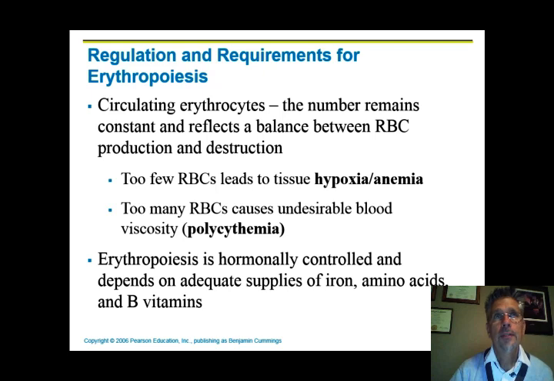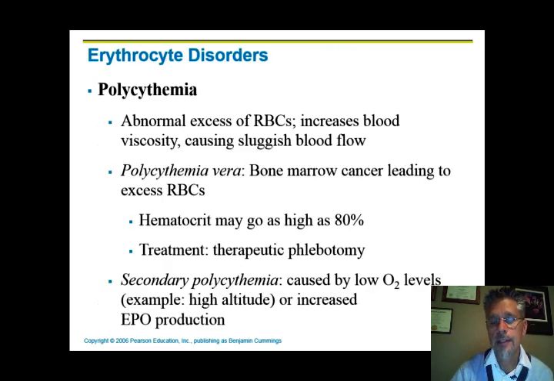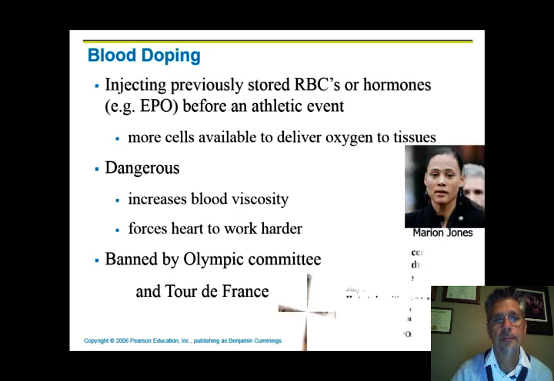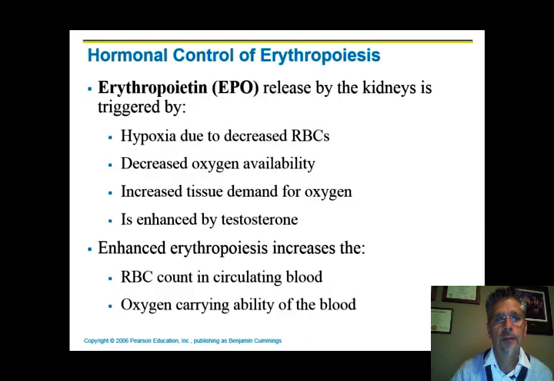Okay. In terms of diseases and disorders, you should know the different ones listed in the exam objectives. So for instance, polycythemia and anemia. You should know hypoxia and the different types of hypoxia. Talk a little bit about blood doping.